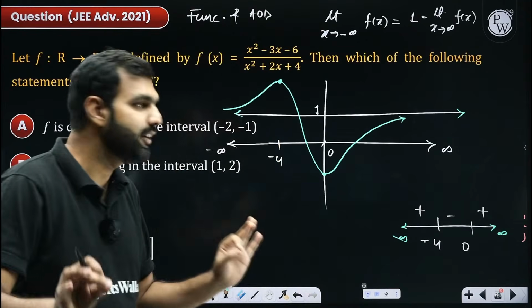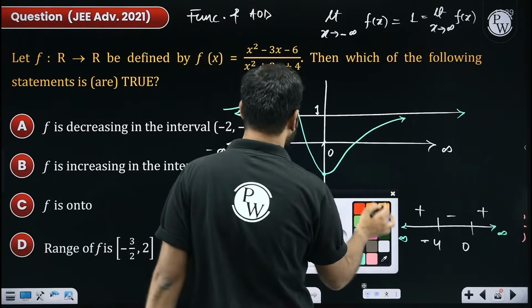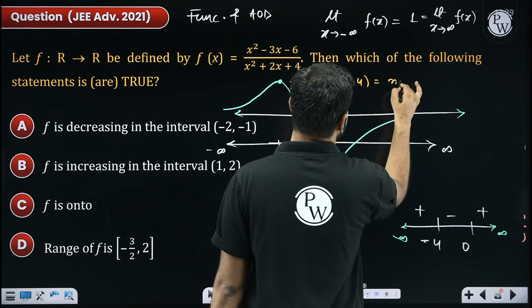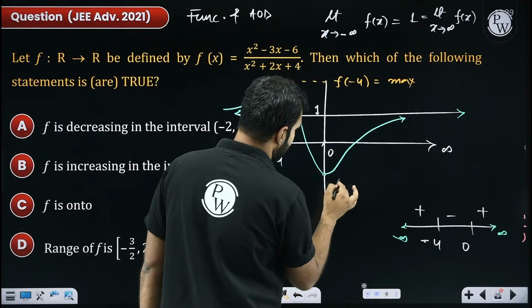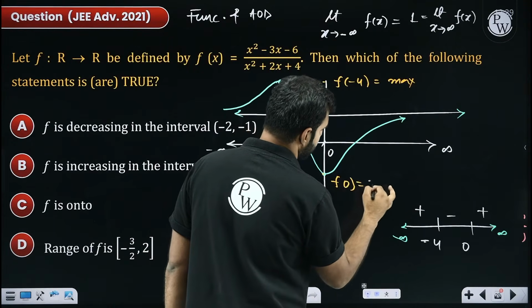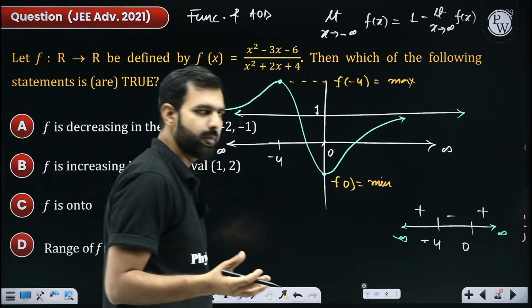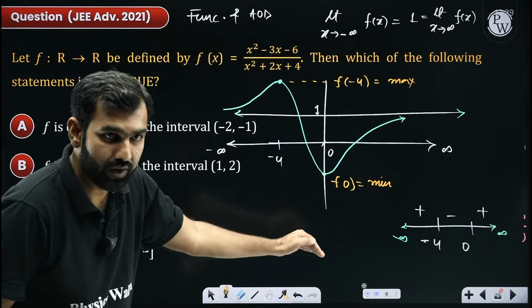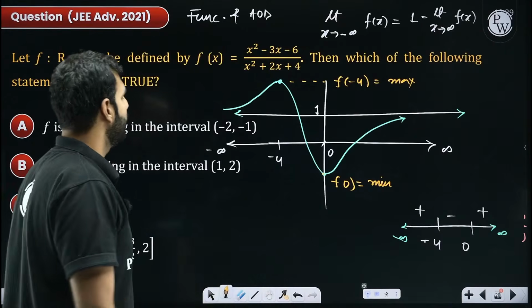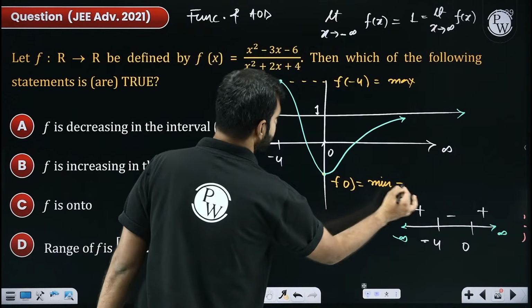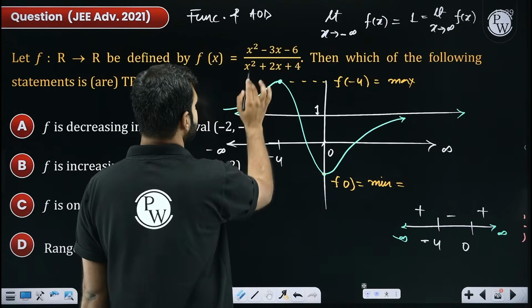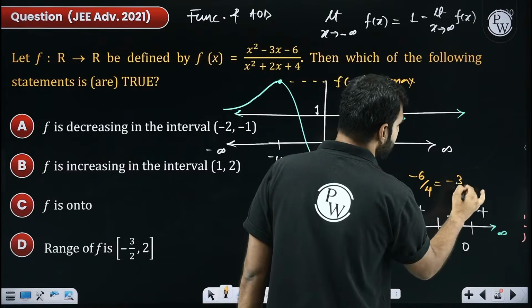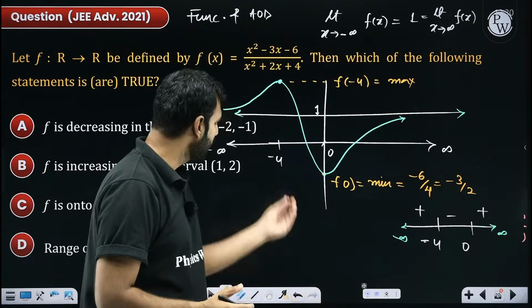Now let me find two things. If I could find f of minus 4, that will be its maximum value. If I could find f of 0, that will be its minimum value. Global maxima and global minima. And that will be its range. I hope you're understanding it from the graph of this function. So let's find f of 0. F of 0 means 0, 0, minus 6, 0, 0, 4. So minus 6 by 4, luckily, is minus 3 by 2, which is negative. So we have drawn the correct graph.